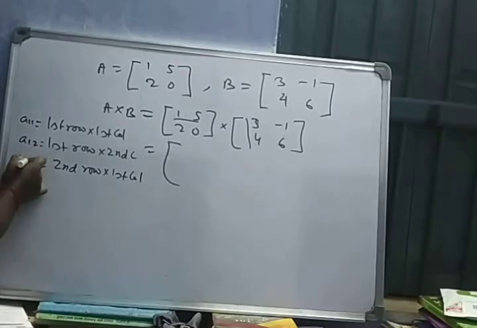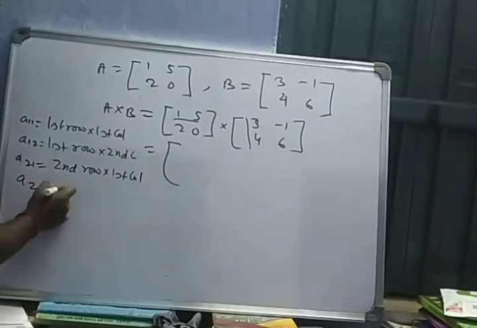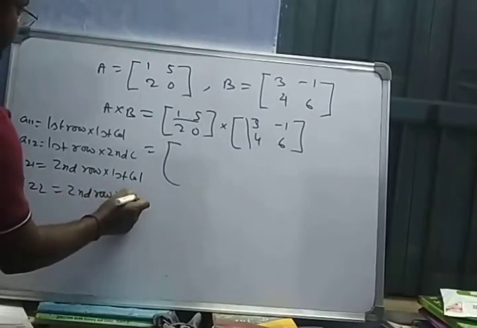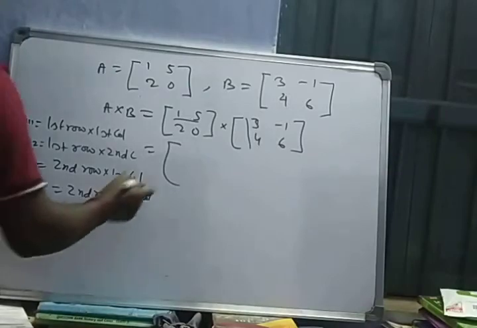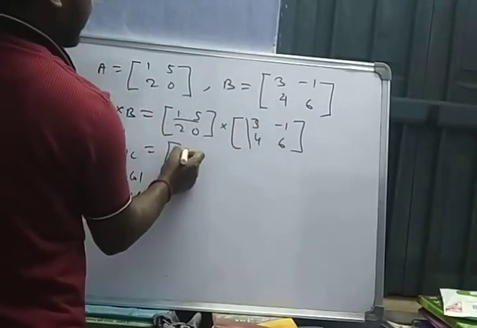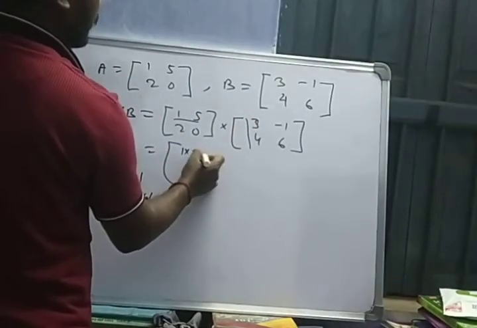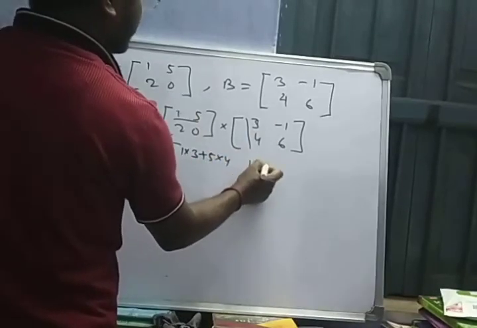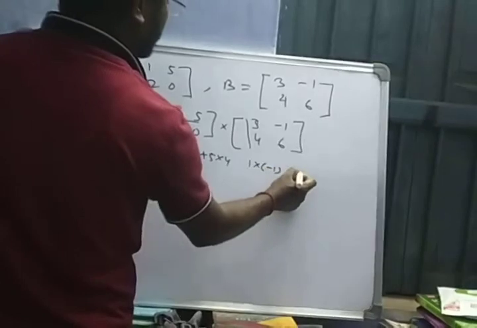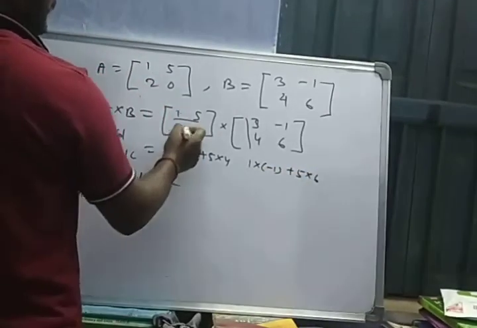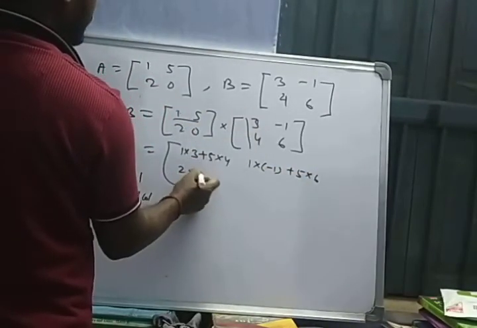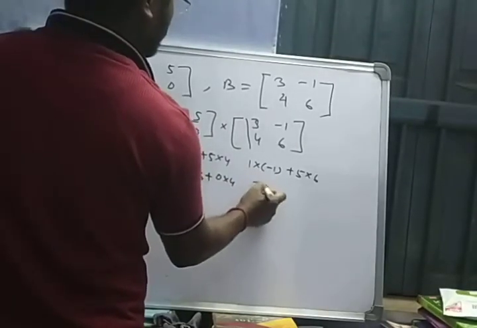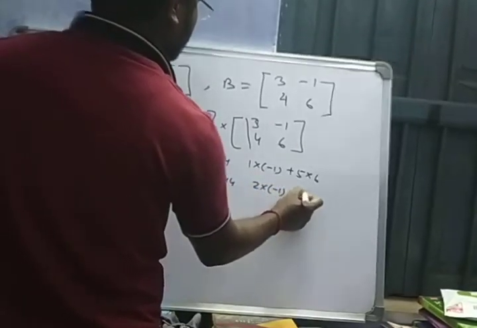A21, not A22. Second row into second column. Now multiply: 1 into 3 plus 5 into 4. Now 1 into minus 1 plus 5 into 6. 2 into 3 plus 0 into 4. 2 into minus 1 plus 0 into 6.